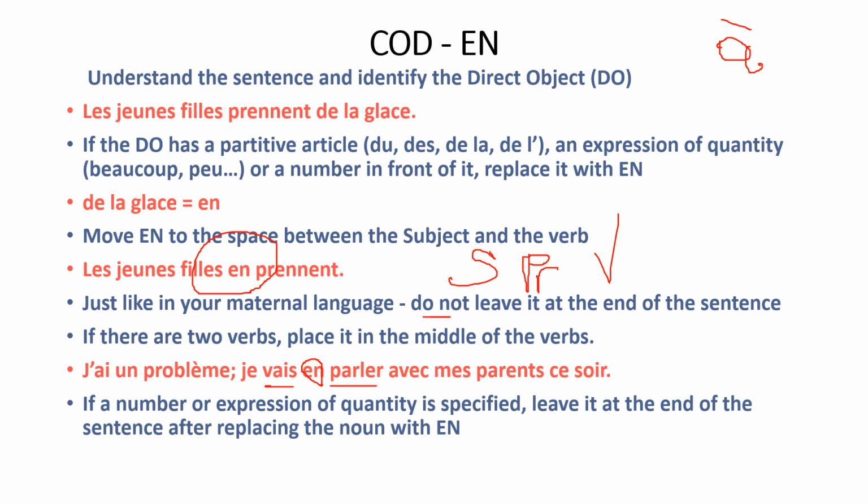If there's an expression or a number accompanying the object, leave it there. For example, I have 2 apples. I have 2 of them. Of them refers to the en. 2, leave it as it is. Alright, I have a lot of them. So, il me faut 5 stylos. I need 5 pens. Pen is your direct object. You replace it with en. You put en in front of your verb. Your verb is faut. But you leave the number there. Do not replace the number or the expression. D'accord?